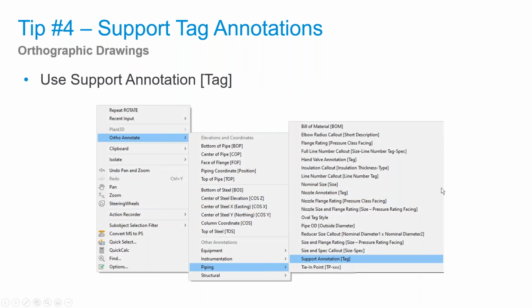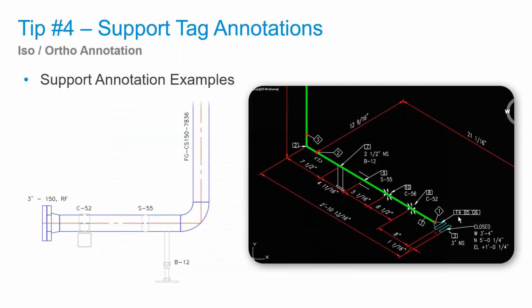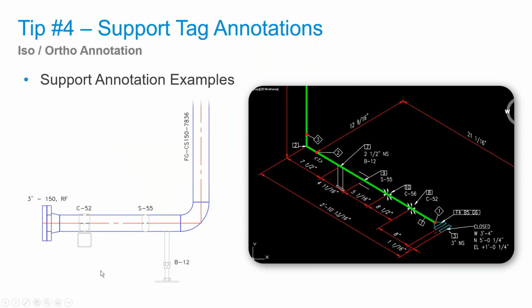And then for orthos, it's pretty simple. You just right click and do an ortho annotate, go down to piping and then support annotation, and there's one for a tag number. And then when you do that and tag a pipe support on the ortho sheets, you'll get this here where you can actually place the tag numbers beside it. And this is an example on the right here of what it looks like on the isometric sheets where you've assigned the tag and then you've got the annotation turned on and enabled. It will put the support tag beside each one of the supports.